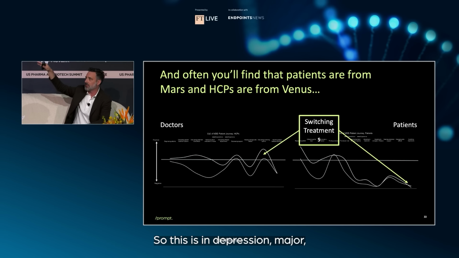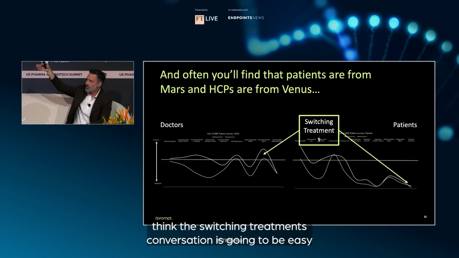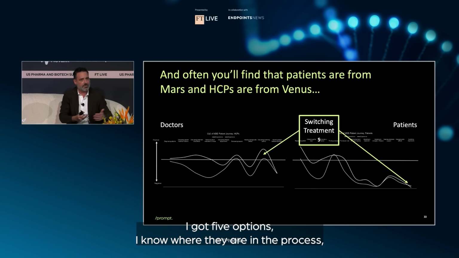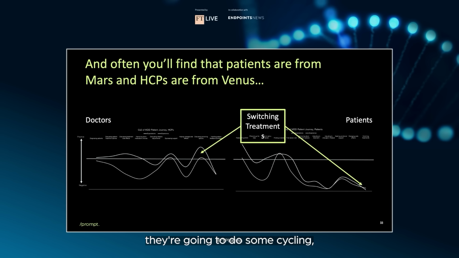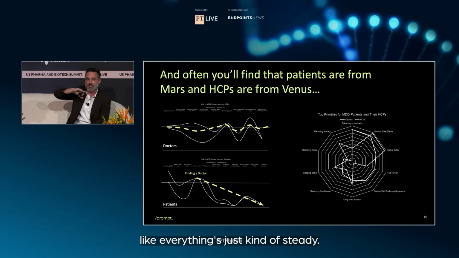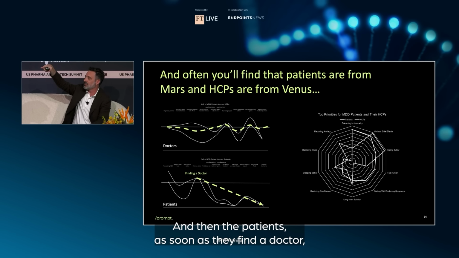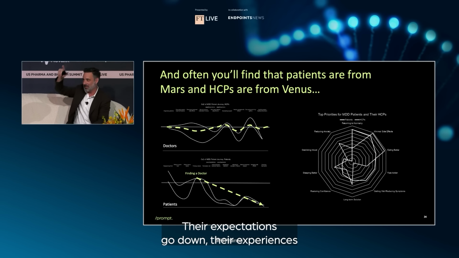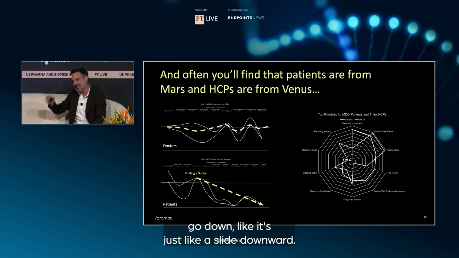So this is in depression, major MDD, and doctors, you can see, they actually think the switching treatments conversation is going to be easy. Because they're like, well, I have 5 options, I know where they are in the process, they're going to do some cycling, I know how to handle this conversation. The patients are dreading it, and then it ends up being a terrible conversation. You can see actually, for the doctors, they're bumping along in the middle, like everything's just kind of steady, and then the patients, as soon as they find a doctor, everything gets worse, right? Their expectations go down, their experiences go down, it's just a slide downward.